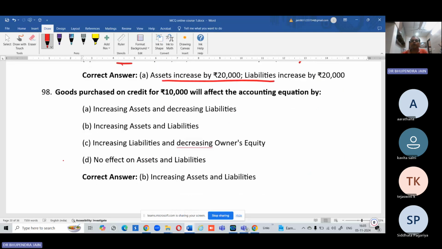Goods purchase on credit for rupees 10,000, as the accounting equation chapter is going on. Goods purchase on credit for rupees 10,000 will affect the accounting equation by, whenever we purchase the goods on credit, assets will increase and the liability will also increase. Increasing the asset and decreasing the liability, wrong. Increasing assets and liability, correct. Increasing liability, decreasing owner equity, wrong. No effects on assets and liability, this is also wrong. So the correct answer is B.